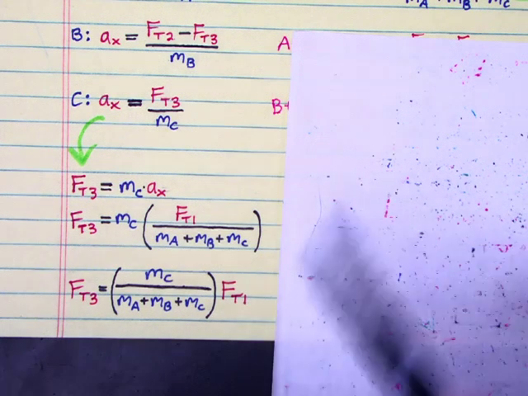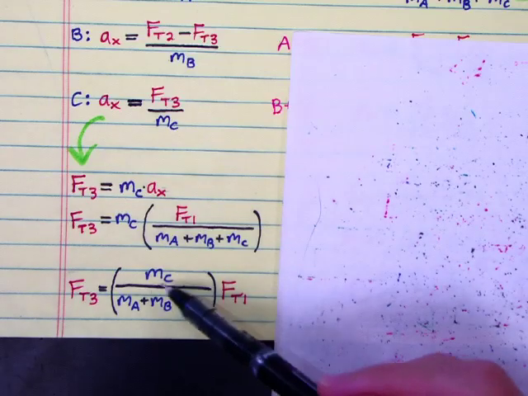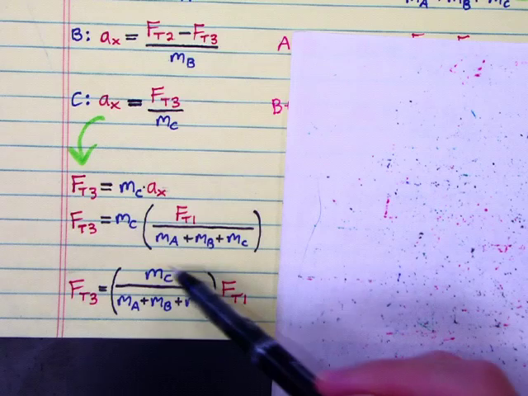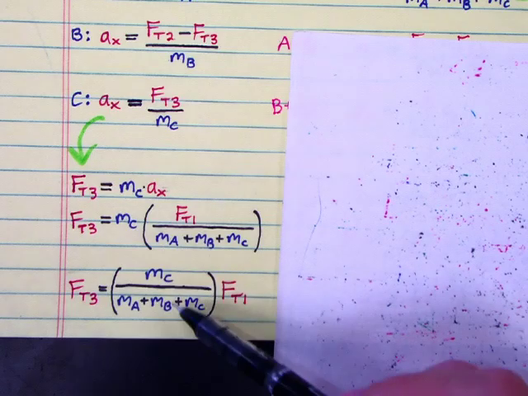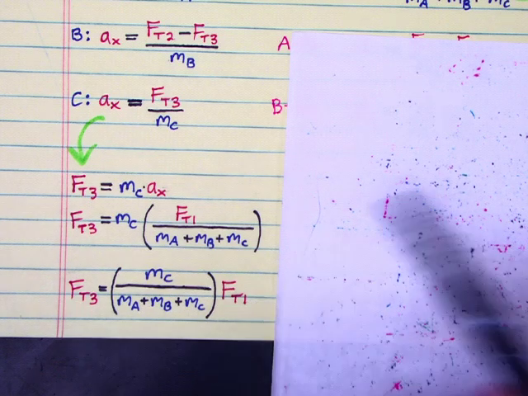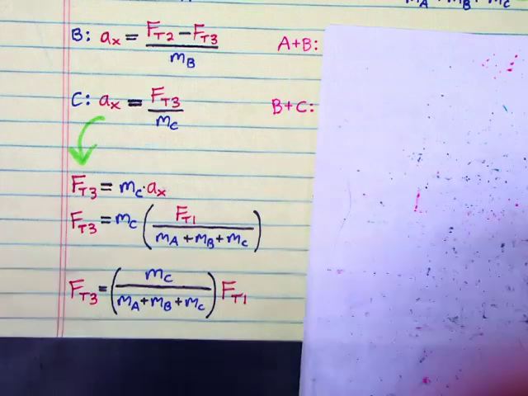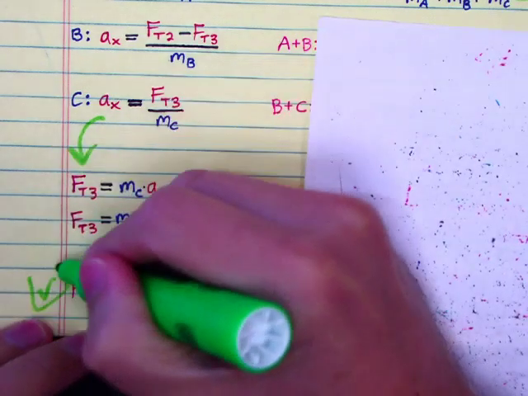And look, we can verify a conclusion we made earlier. Mass C is always going to be less than A plus B plus C, so this is always going to be a number that's less than 1. So therefore, we're showing tension 3 is guaranteed to be less than tension 1, like we ranked earlier. So there we go. We've got tension 3 now.